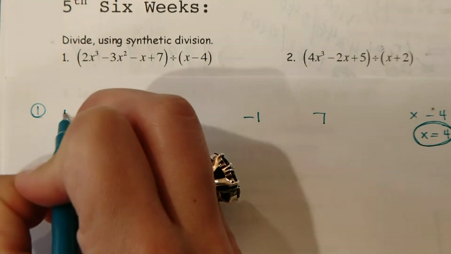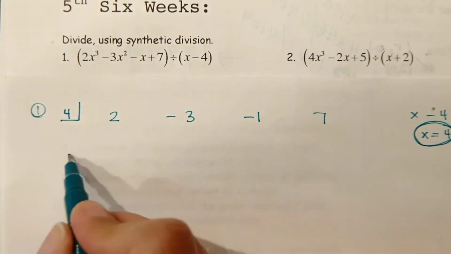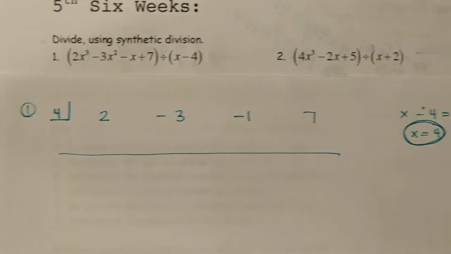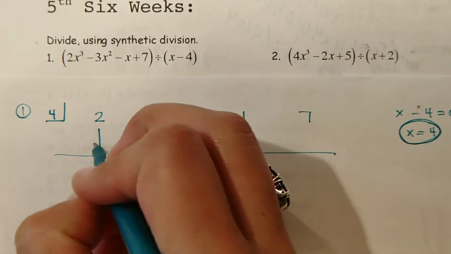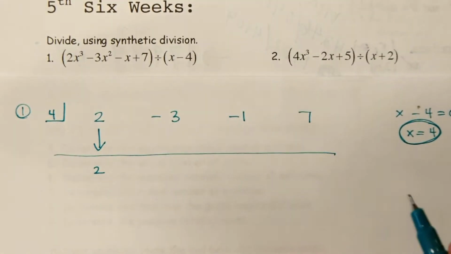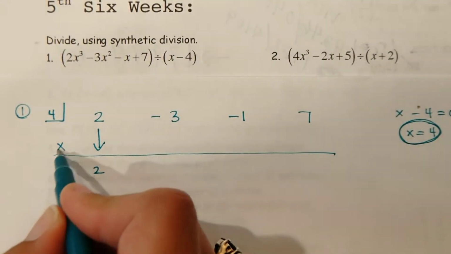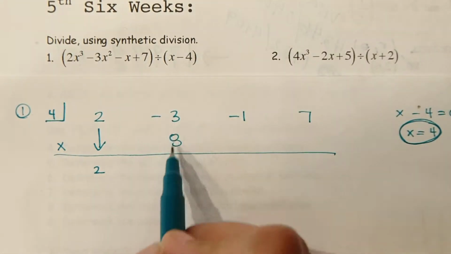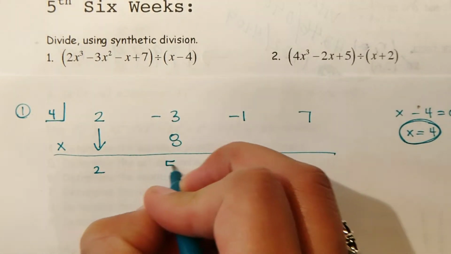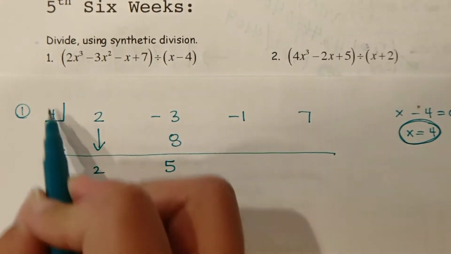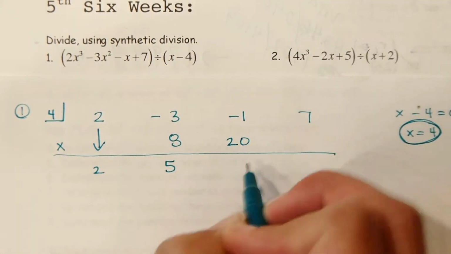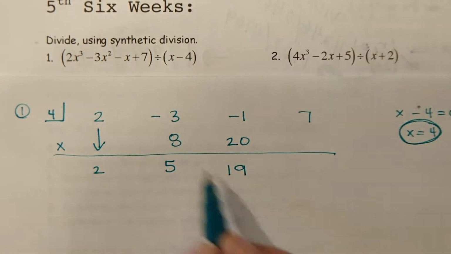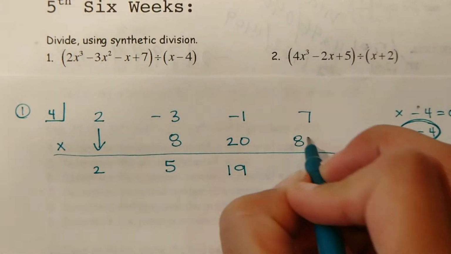So we need to put a 4 up in our corner, and then we bring a line down here. Just a review of synthetic here. So we bring the 2 down. This is just synthetic division rules. And then you multiply. So 4 times 2 is 8. Then we say 8 minus 3 is +5. And then 5 times 4 is 20. 20 minus 1 is 19. 19 times 4 is 76.